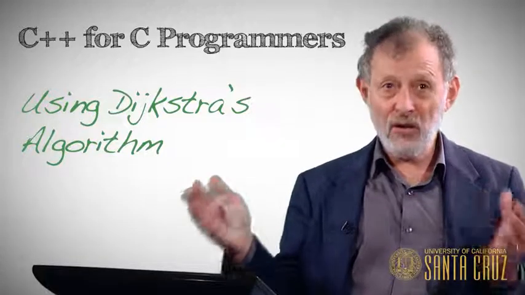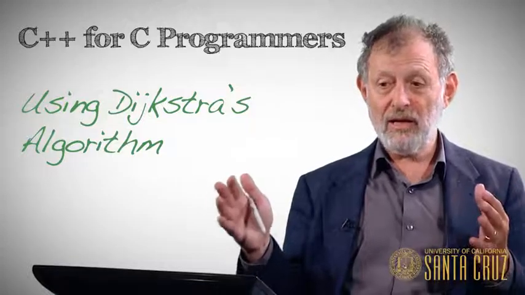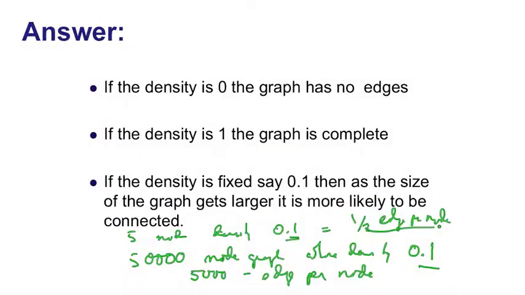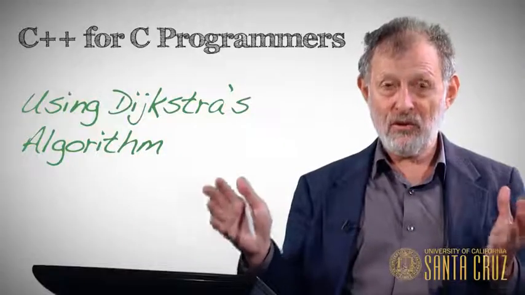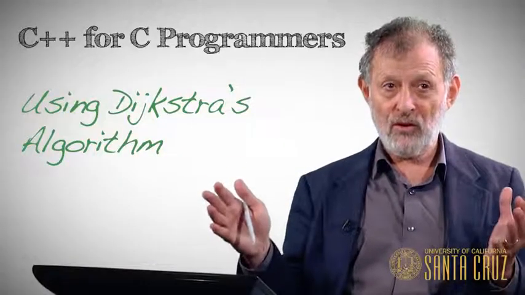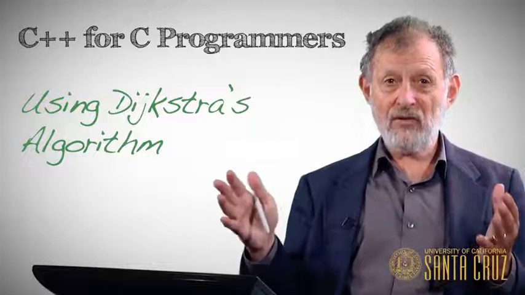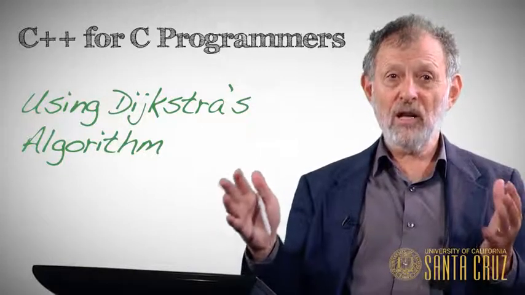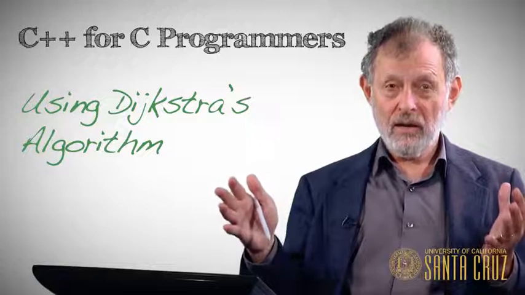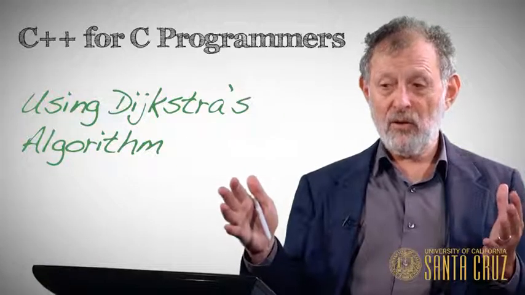So if you have a good intuition about what we've been talking about with these randomly generated graphs, and this is going to come up in the homework I'm assigning you, as the graphs get larger, namely the number of vertices, the number of nodes in the graphs get larger, having a particular density makes it more and more likely that there are paths between all the nodes.